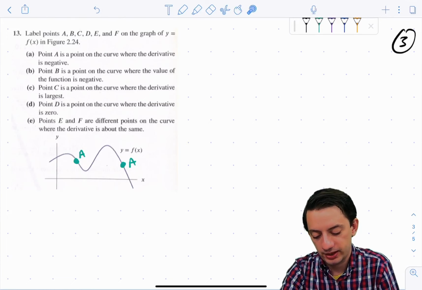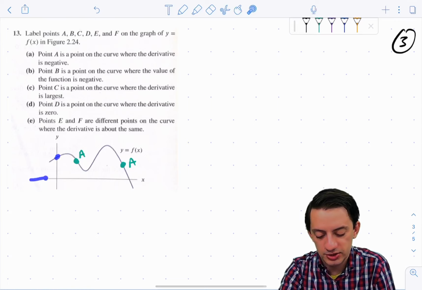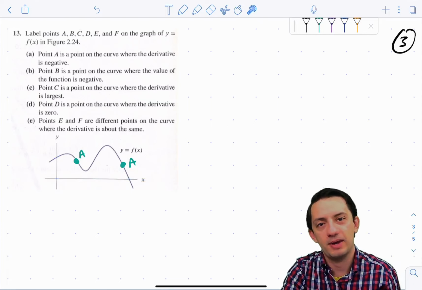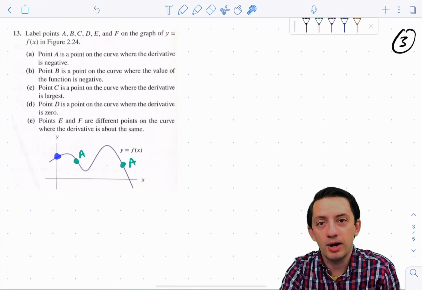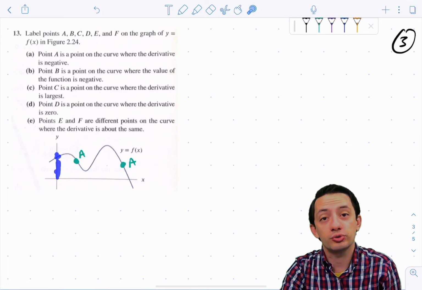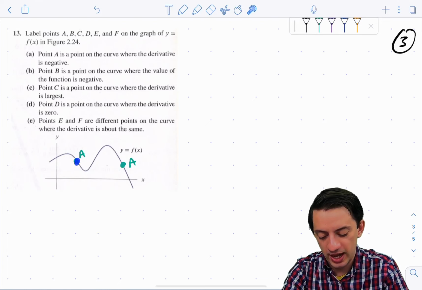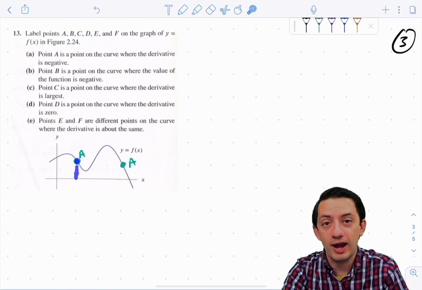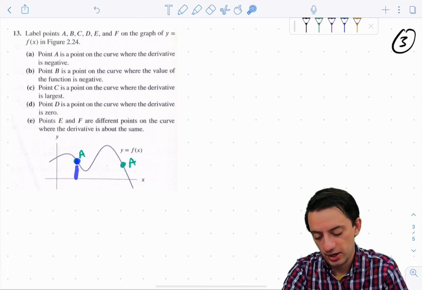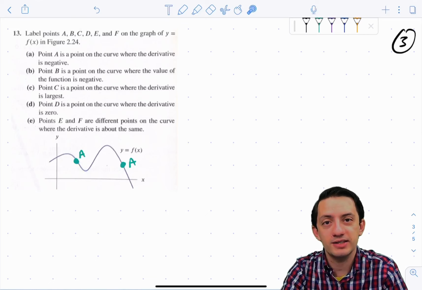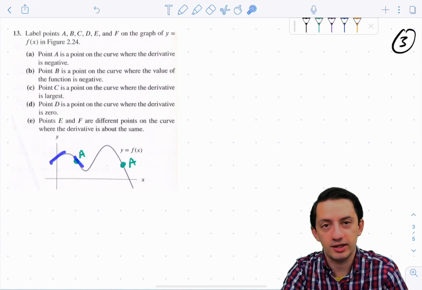You could be, like if you're on the roller coaster right here, pretend that this is the ground, and this is one of those roller coasters that goes underground for a little bit before coming back up. If you're here, you're above ground and going uphill. So your function is positive, that's your height off the ground, but your derivative is positive because you're going uphill. If you're here at this point A, you're still above ground, so the value of your function is positive, but you're going downhill. So you can have a positive value, but a positive or negative derivative.